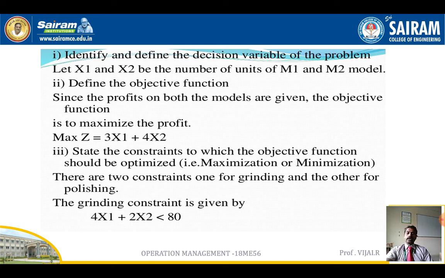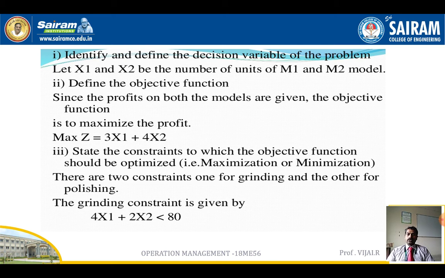Now we have to make this a problem statement. Whatever they have given, we have to cumulatively make it an equation statement with the decision variables. We call this identifying and defining the decision variables of the problem. So x1 and x2 are the number of units of the M1 and M2 models. How many units we are going to make, that is the number of units of model 1 and model 2. Next, define the objective function.